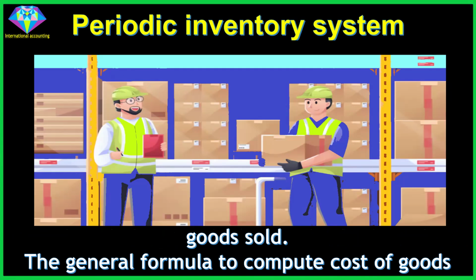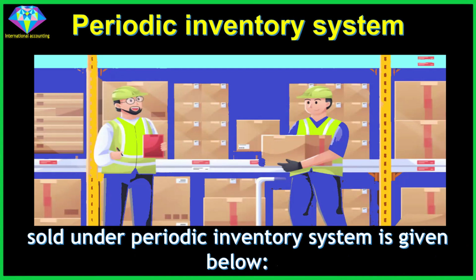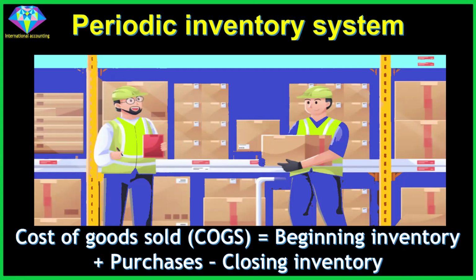The general formula to compute cost of goods sold under periodic inventory system is given below. Cost of goods sold, COGS, equals beginning inventory plus purchases minus closing inventory.